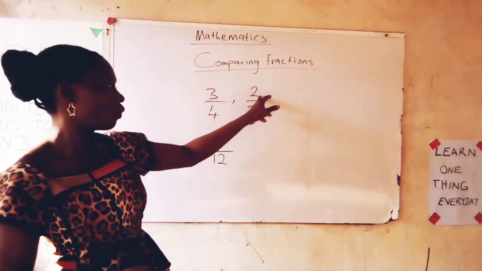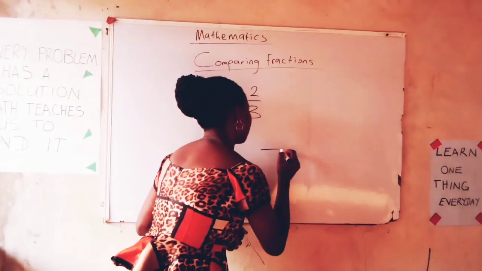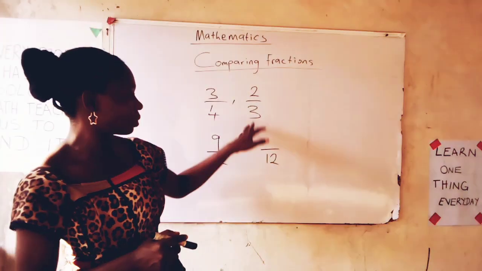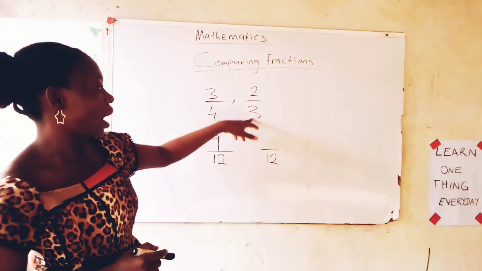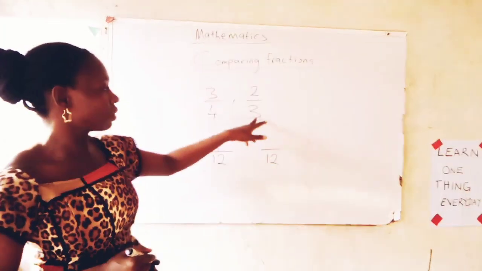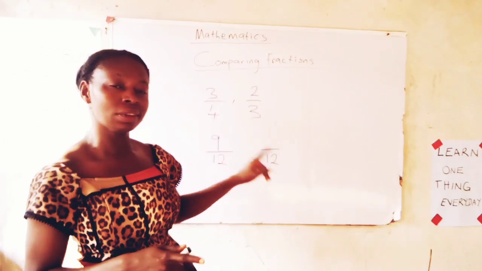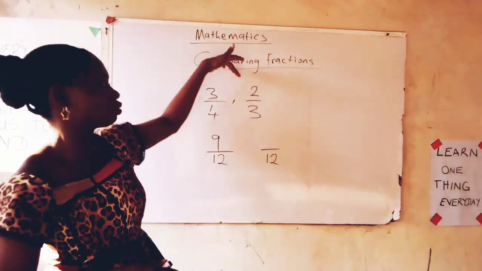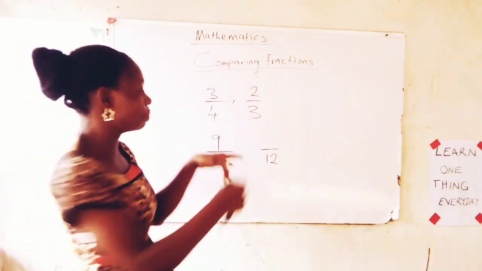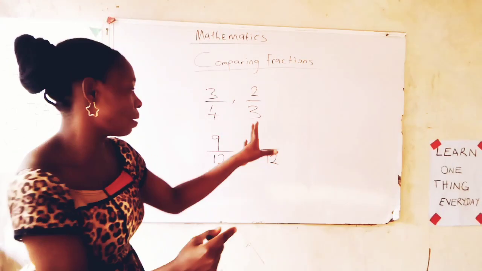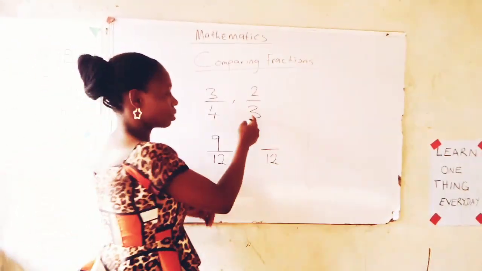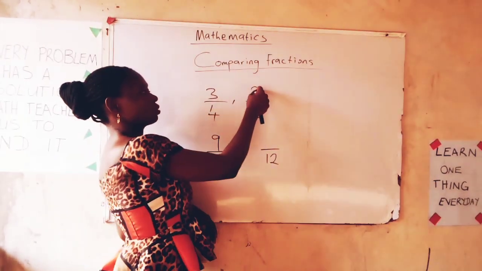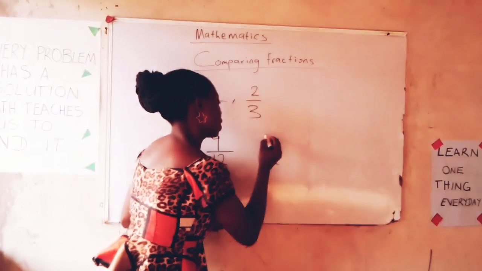Now I want to convert this to have 12 as the denominator. Now that 12 is the denominator, how do I find the numerator? 3 was multiplied by what to give 12? 3 was multiplied by 4 to give this 12. So also 2 will be multiplied by 4 to give me the corresponding numerator of the equivalent fraction. 3 times 4 is 12. So 2 times 4 will give you what? 8.